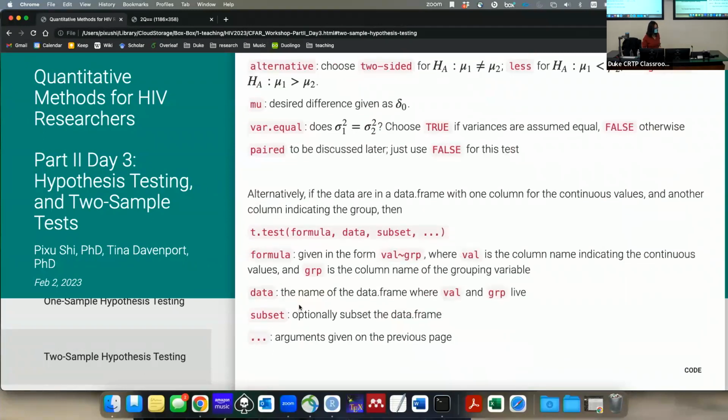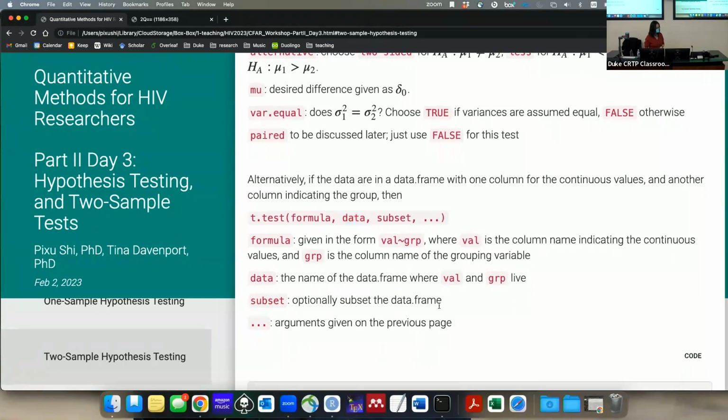So, for example, your value, tilde, and then the group. This will be the variable name for the column containing the LDL values. This will be the variable name for the column indicating the group. And you just put those two column names here in the formula, put your data frame name here, and you will be able to do the t-test.